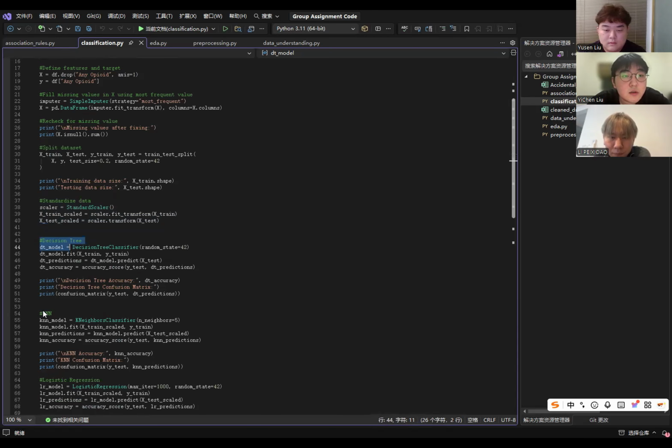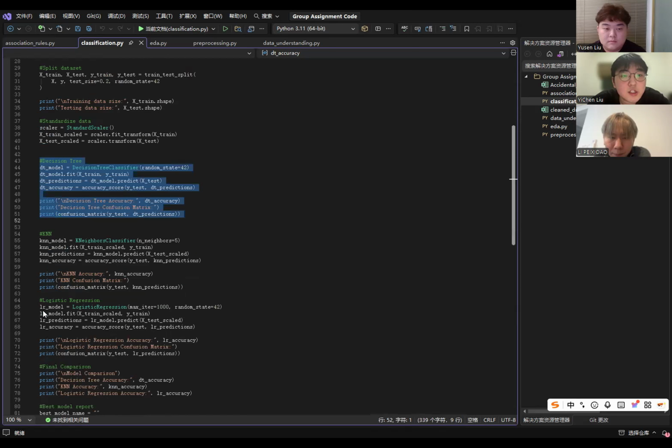This section creates and trains the decision tree model. After training, it predicts the labels for the testing data and calculates the accuracy. This section does the same for KNN. We set the number of neighbors equal to 5, which means the model classifies a case based on the 5 nearest points in the training data.